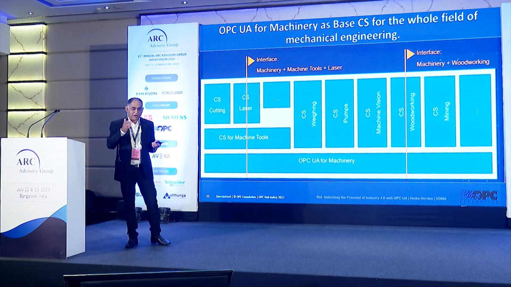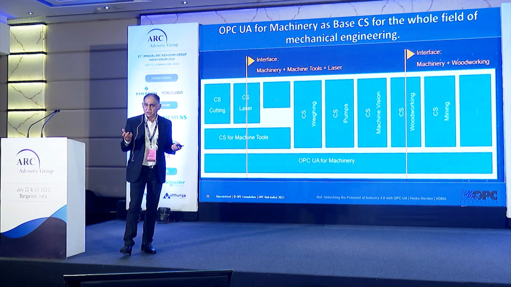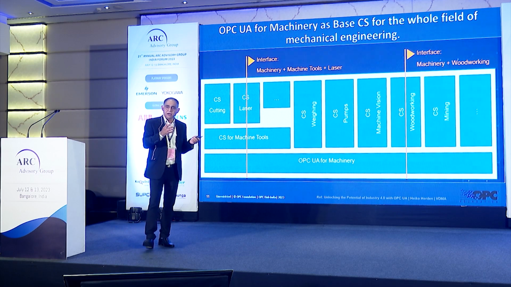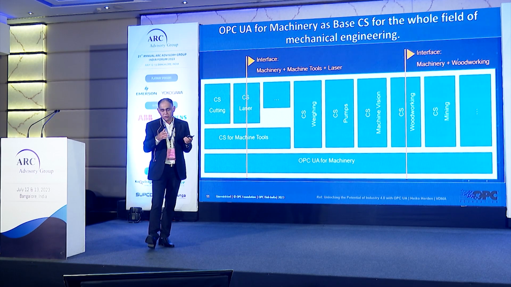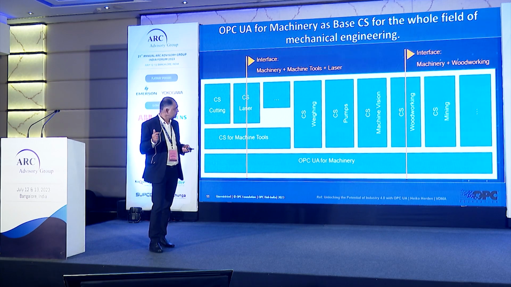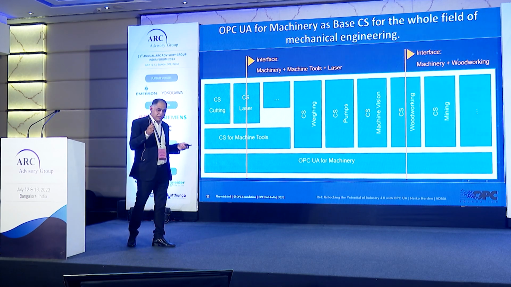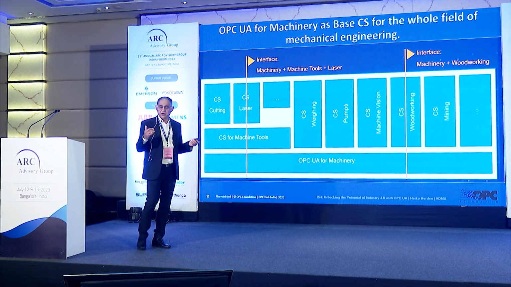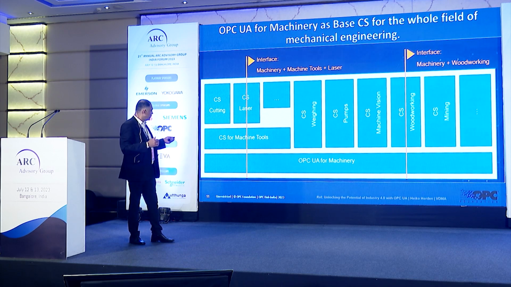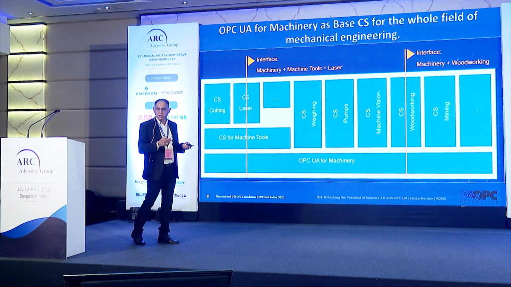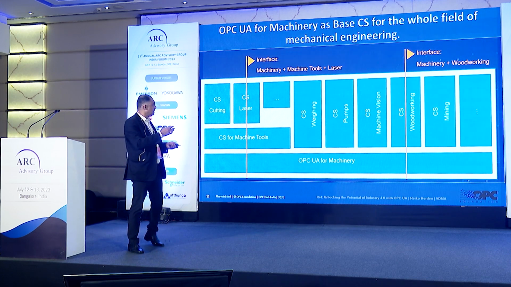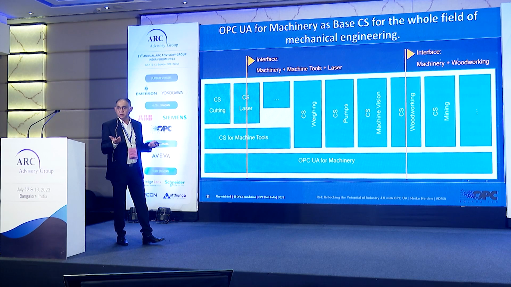Every such machine has specifics, and those specifics also have to be structured in a way which the parallel machines can understand when they are talking to each other. But why can they talk to each other? Because they are derived from a common base, the companion spec called OPC UA for machinery. So with this common structure, all these machines can talk to each other when they have implemented such a model.